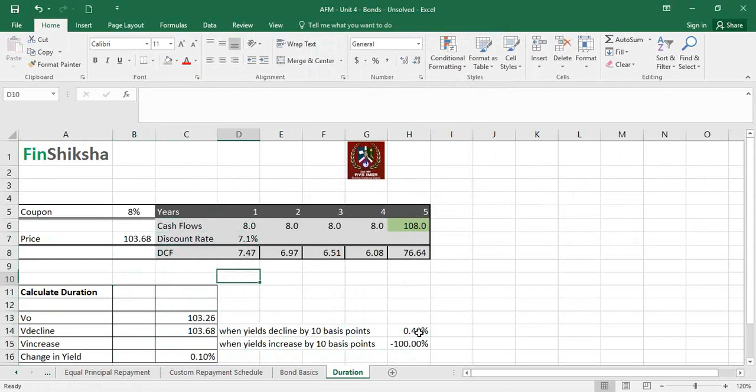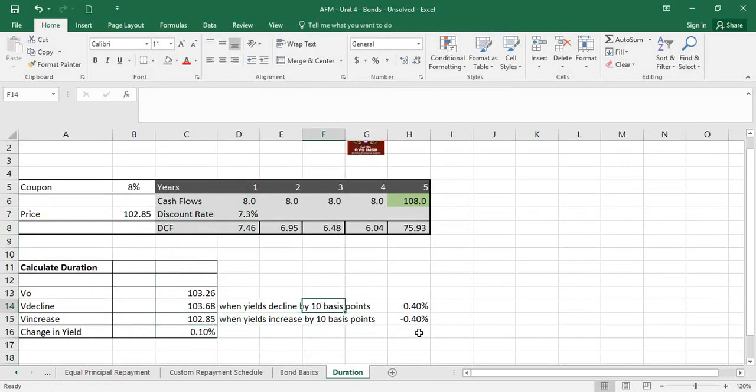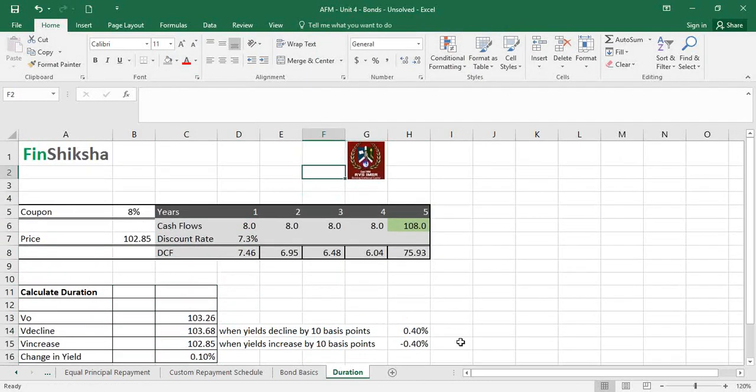Next, what do I do? So this is hard coded. Next, I change this to 7.3%, right? Increase the yield by 10 basis points. When we do that, we get the price as 102.85. So the value that we get is that the price reduces by 40 basis points.